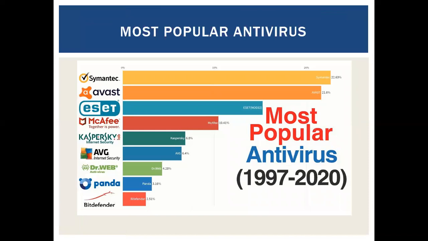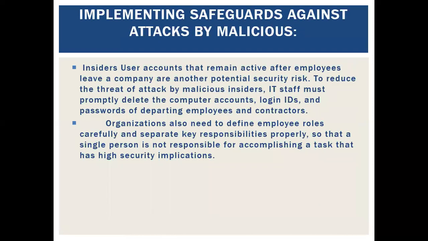And look, there are some most popular antivirus programs. I guess the ones that I use are McAfee, AVG, and maybe I had no idea about Panda, but Bitdefender, yes. It is four to five antivirus software programs that are already installed on my system. Maybe you all know about these antiviruses. Now, implementing safeguards against attacks by the malicious. First thing is the malicious insider attack. Insider user accounts that remain active.